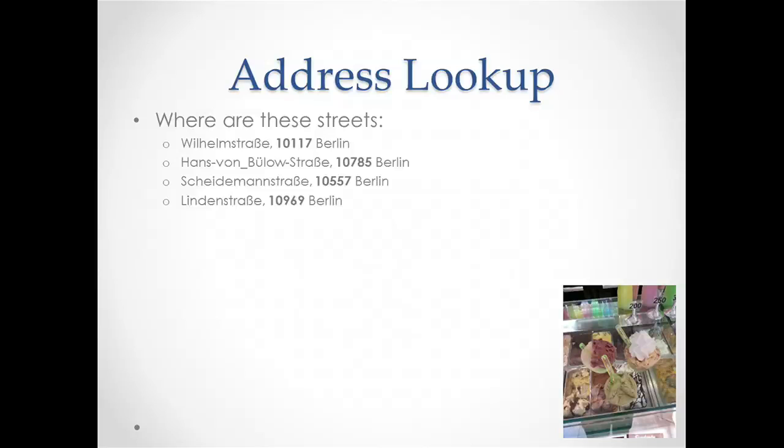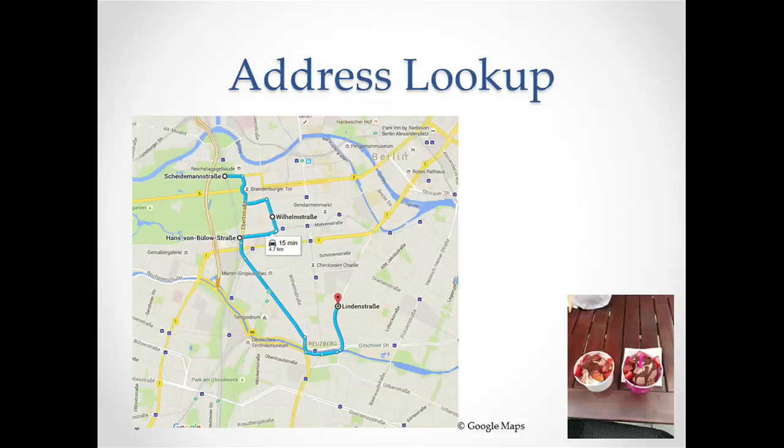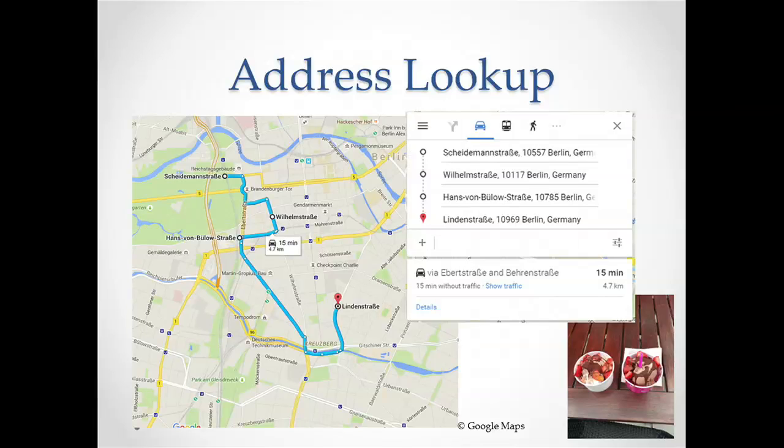Based on the zip codes, what do you think? What's the distance between these four addresses? Can I have some estimates? Meters, kilometers? No idea? See, that's my problem. Actually, very close. From 1 to 4, it's like 5 kilometers. And we have like 200 zip codes in Berlin. So looking at zip codes doesn't really help you at all.